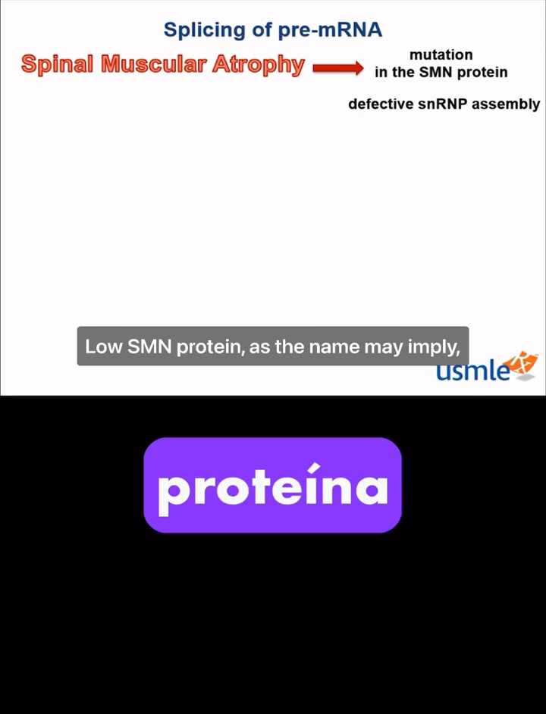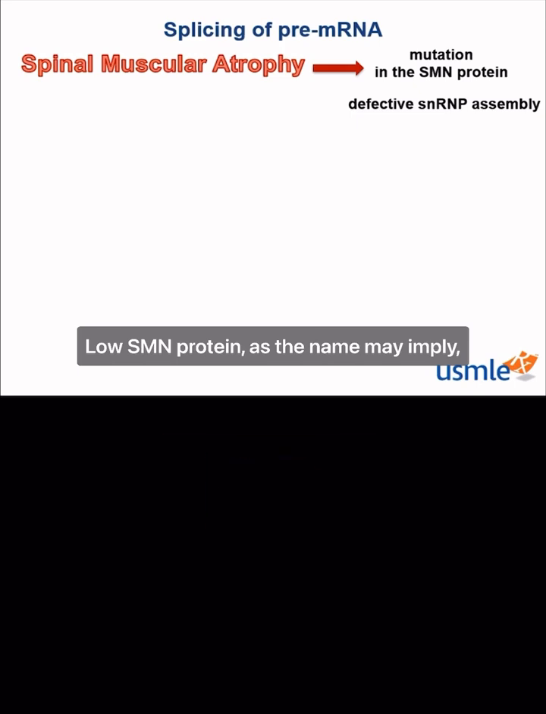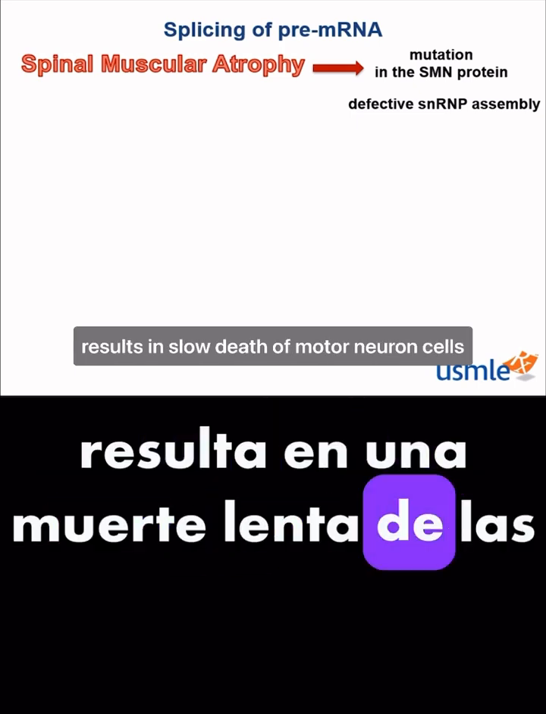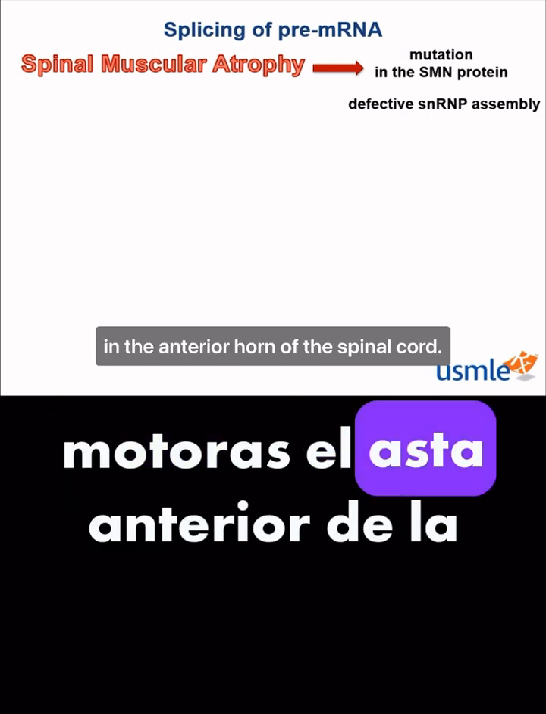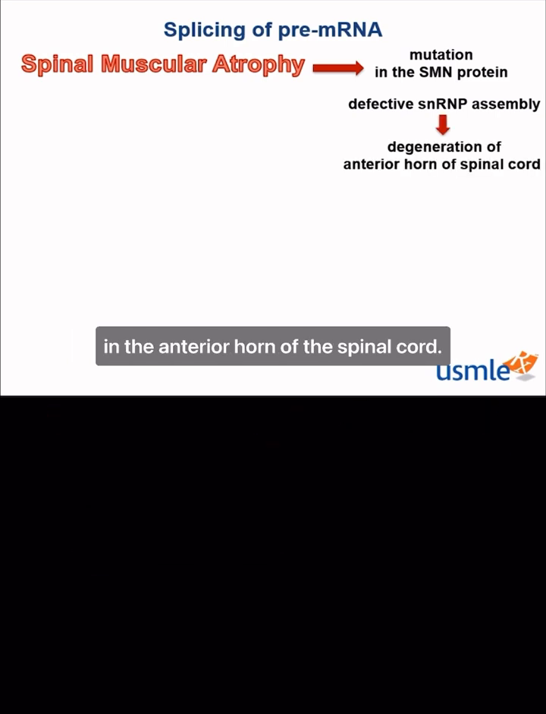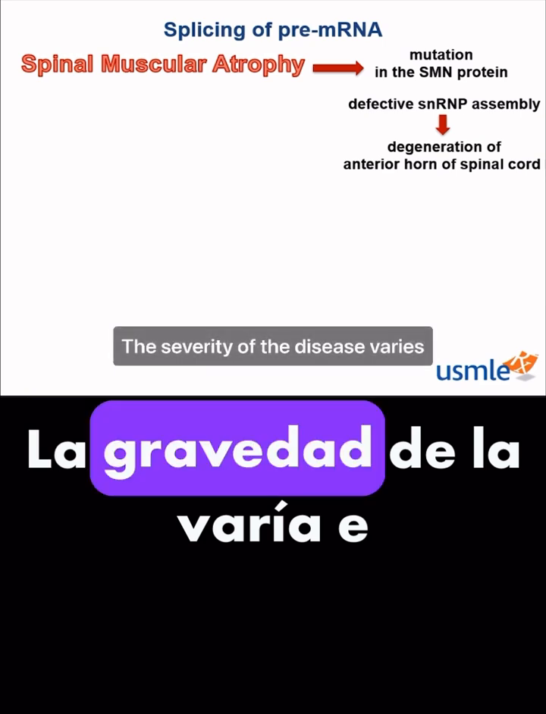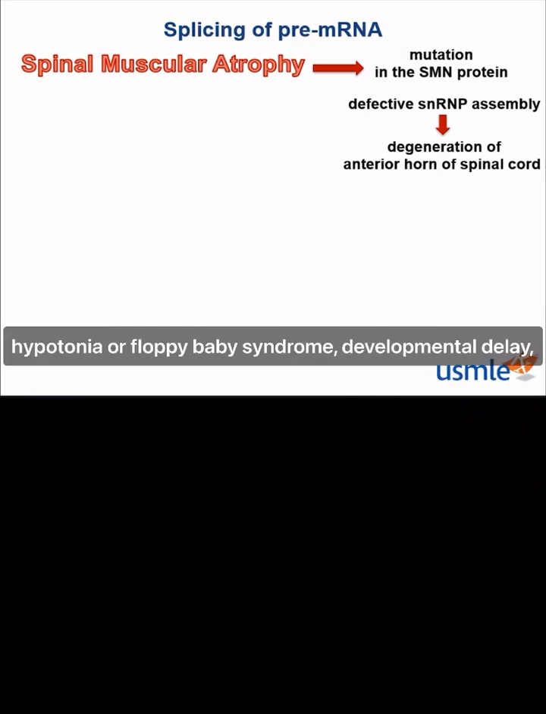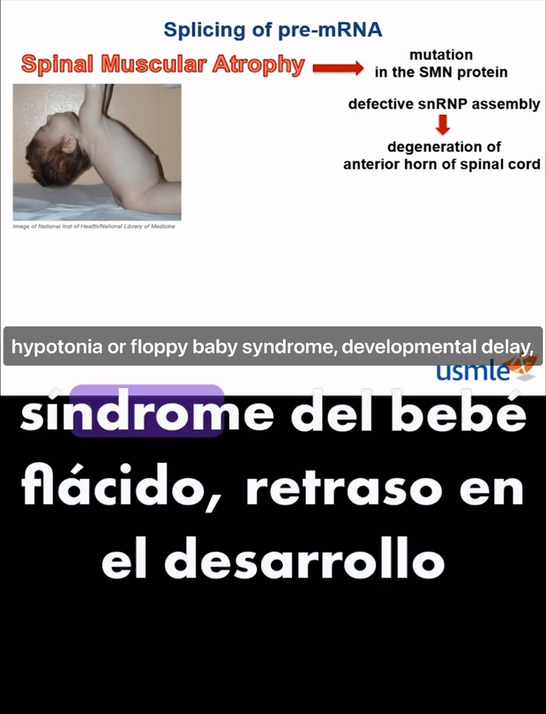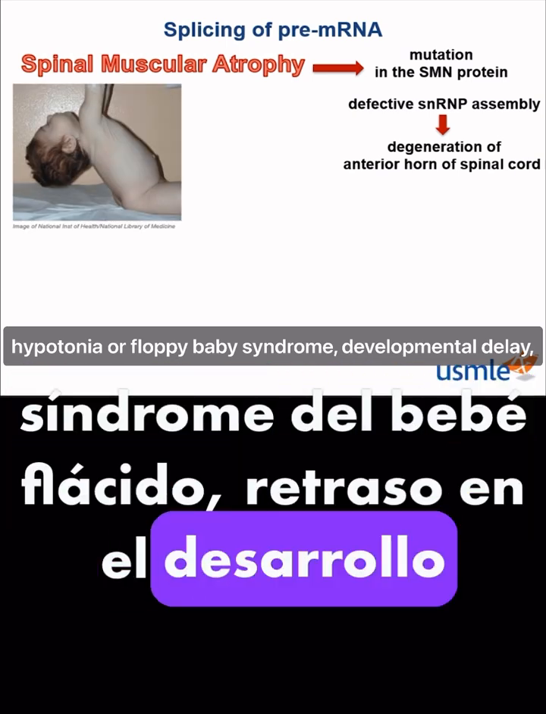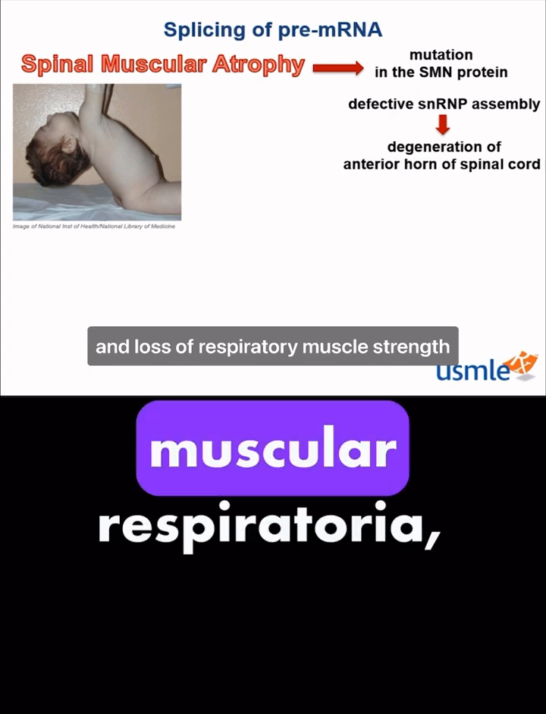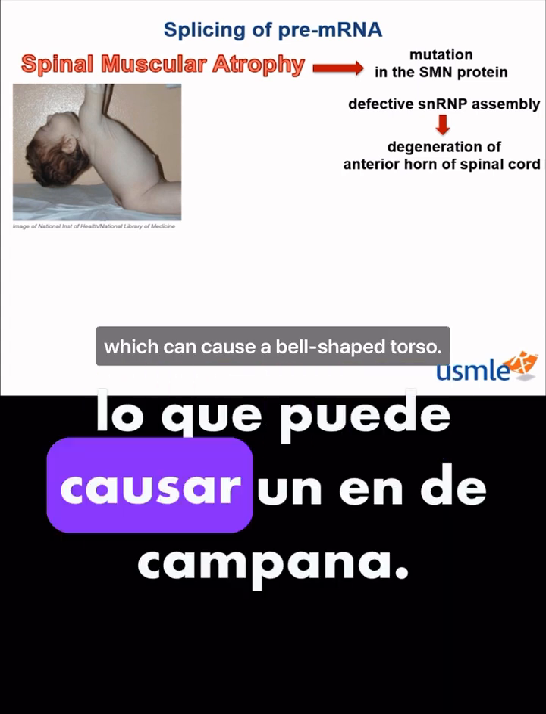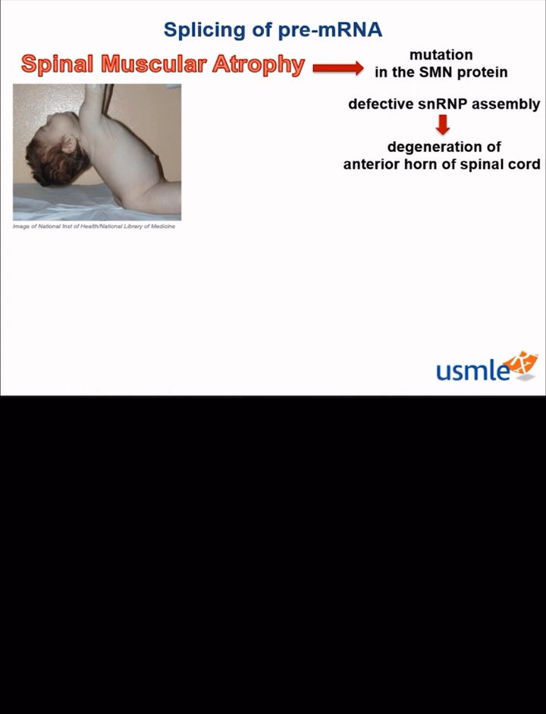Low SMN protein, as the name may imply, results in slow death of motor neuron cells in the anterior horn of the spinal cord. The severity of the disease varies and includes symmetrical weakness, hypotonia or floppy baby syndrome, developmental delay, and loss of respiratory muscle strength, which can cause a bell-shaped torso.